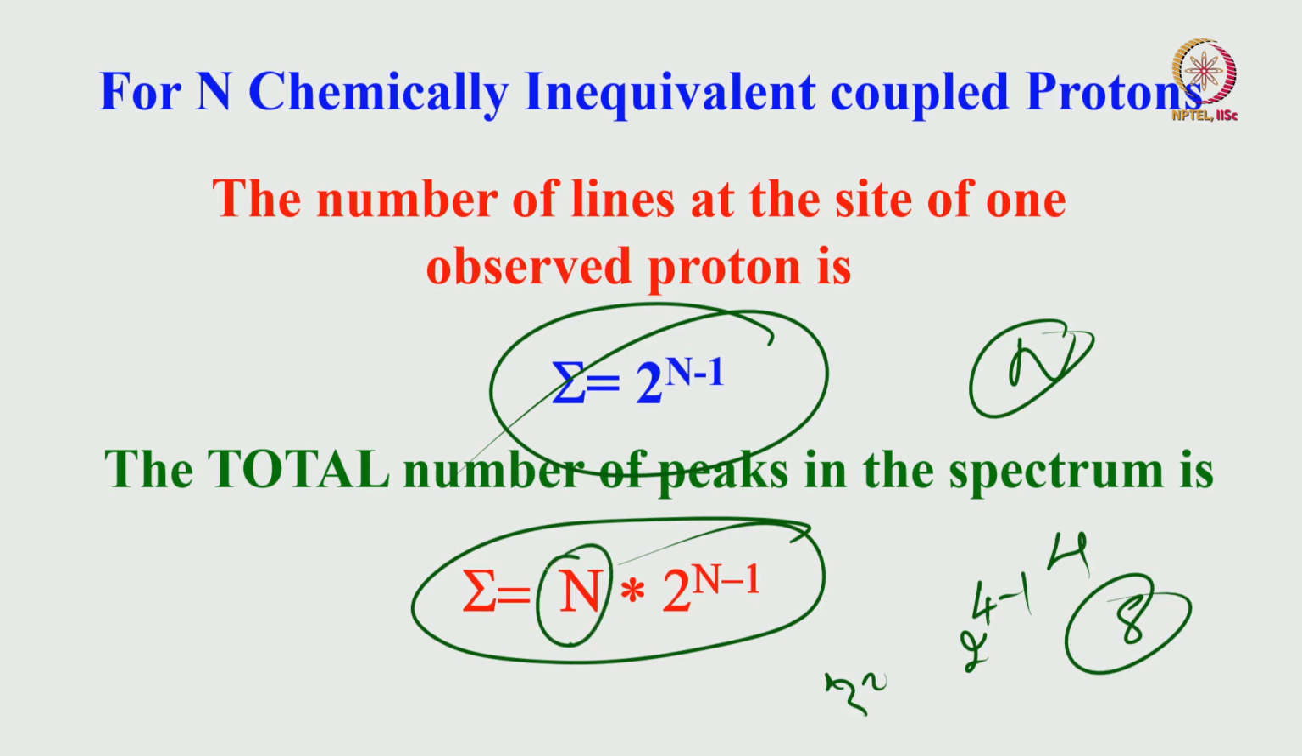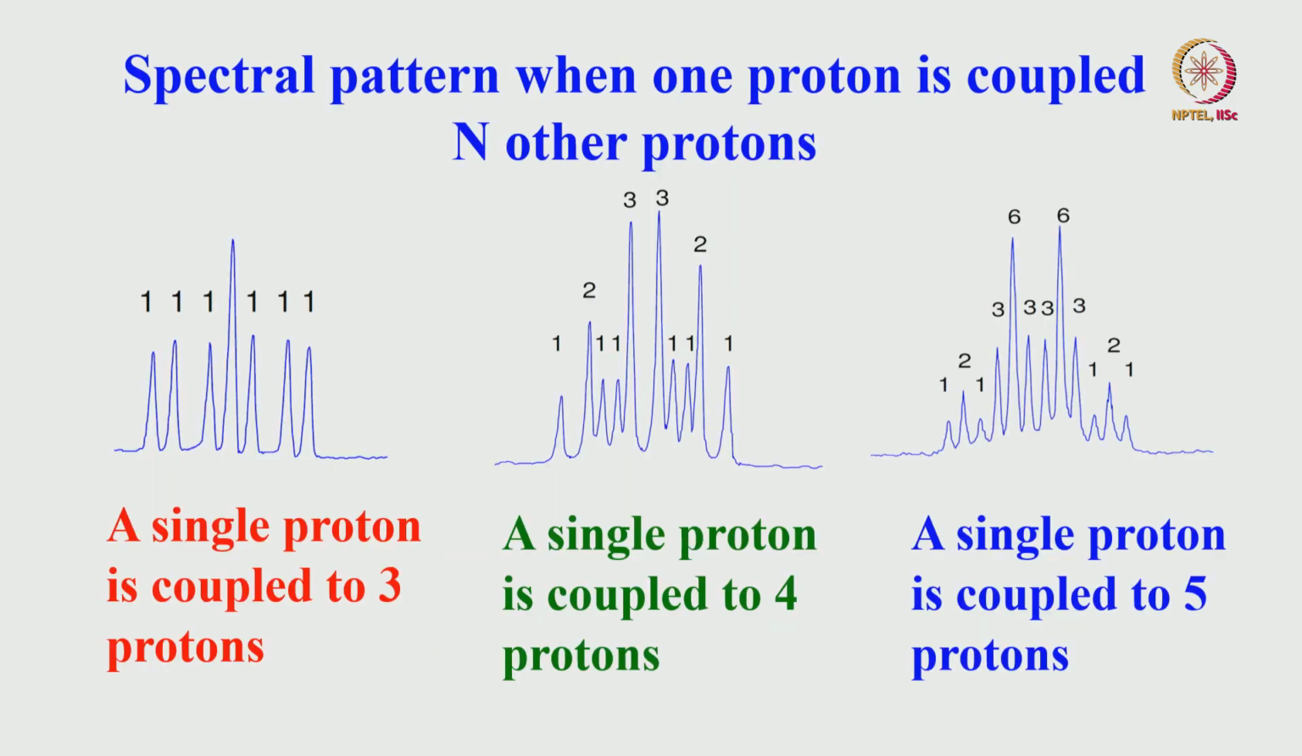So, totally, using this formula, you can find out how many peaks you are going to see at the chemical site of individual protons and how many peaks in total you get in the entire spectrum. That can be understood by this equation. And this is a simple pattern. It is a realistic spectrum, it is not a stick plot.